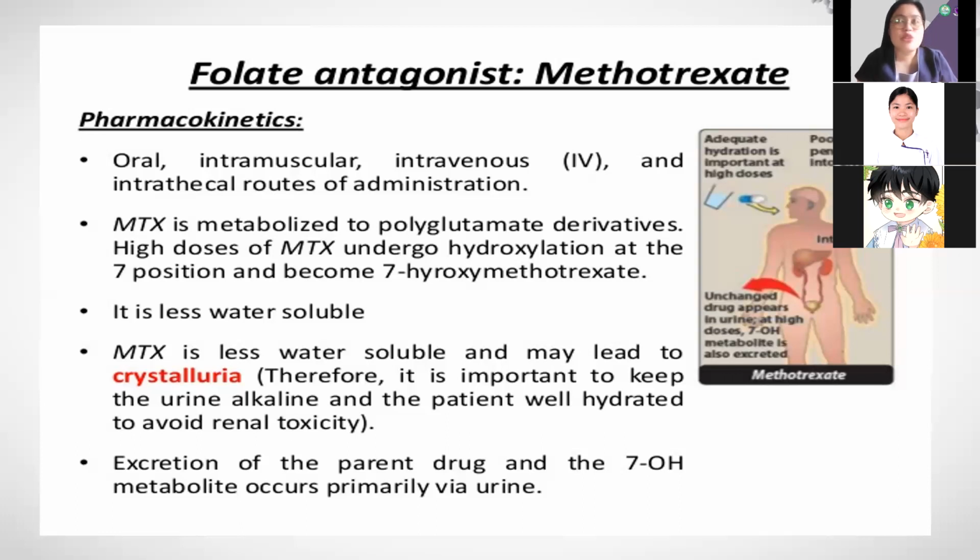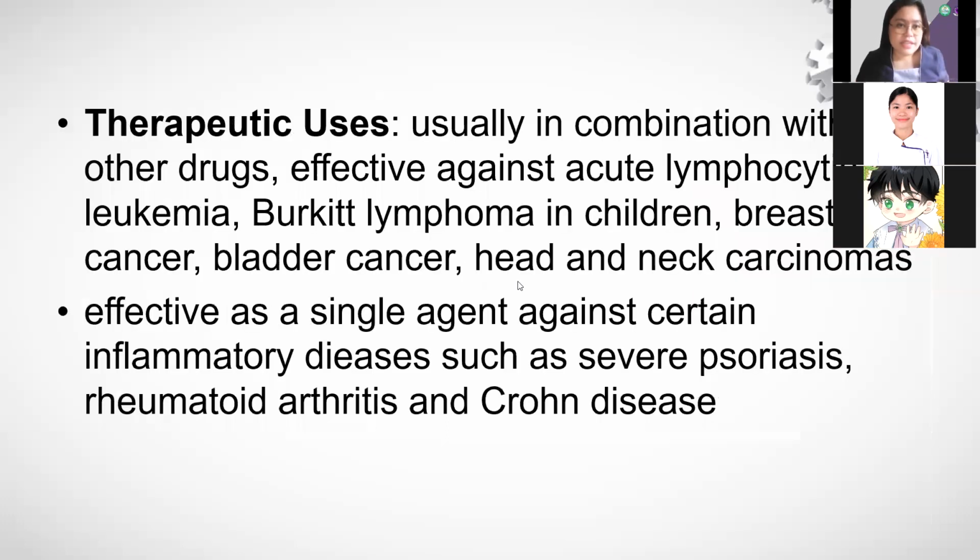Okay? Now, what should we do to avoid the formation of crystalluria from the methotrexate? The patient should be given enough hydration. The patient should drink plenty of water to avoid the renal toxicity of our methotrexate. The route of elimination of the MTX is via the urine. We can even see the metabolites of MTX in the urine. So that is a board exam question: you should make your patient on methotrexate drink plenty of water.